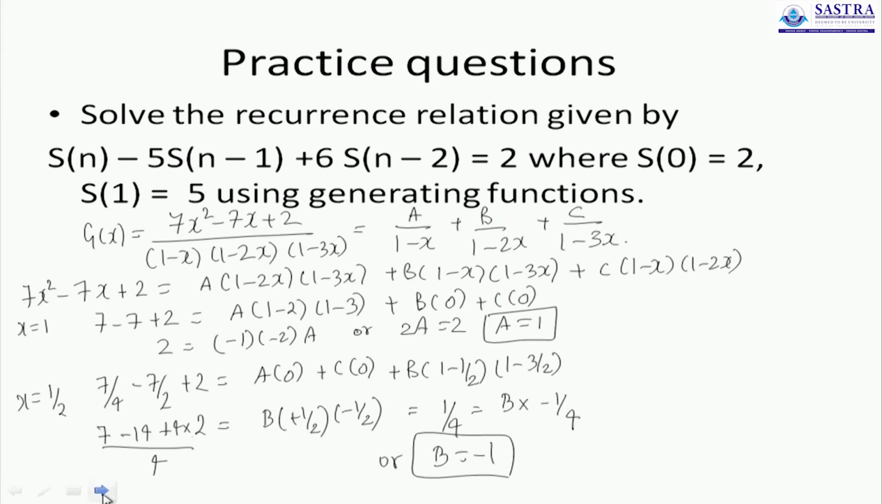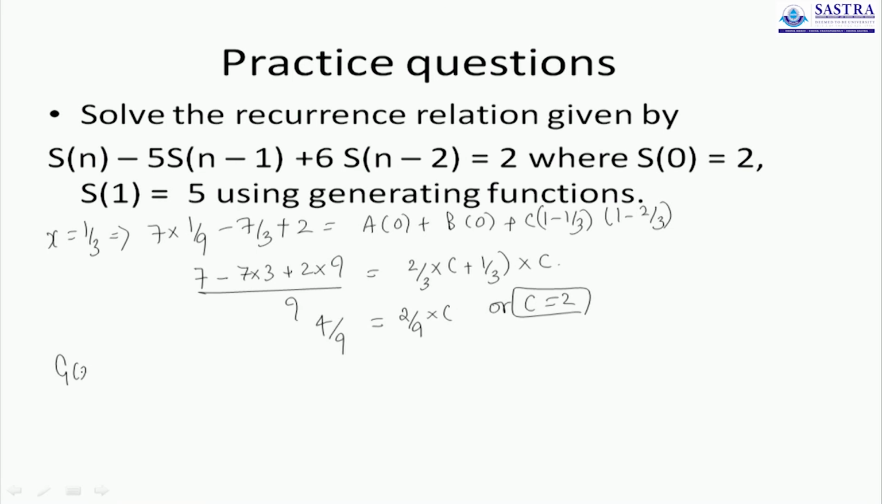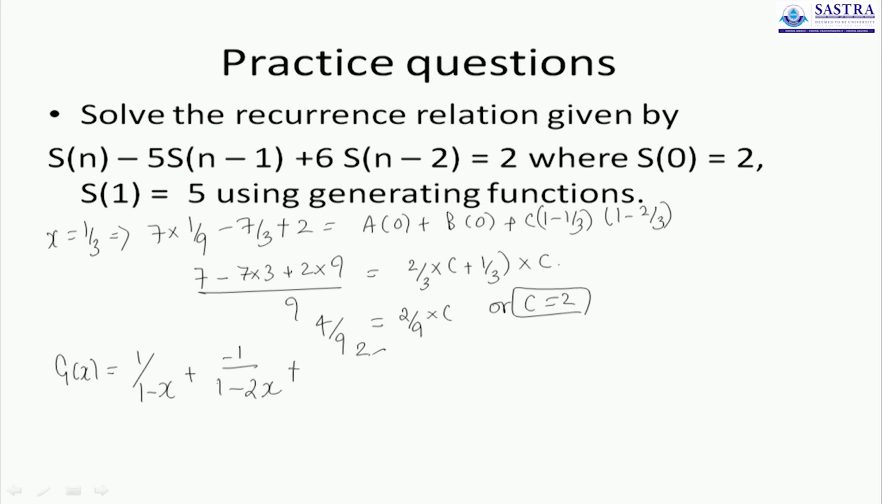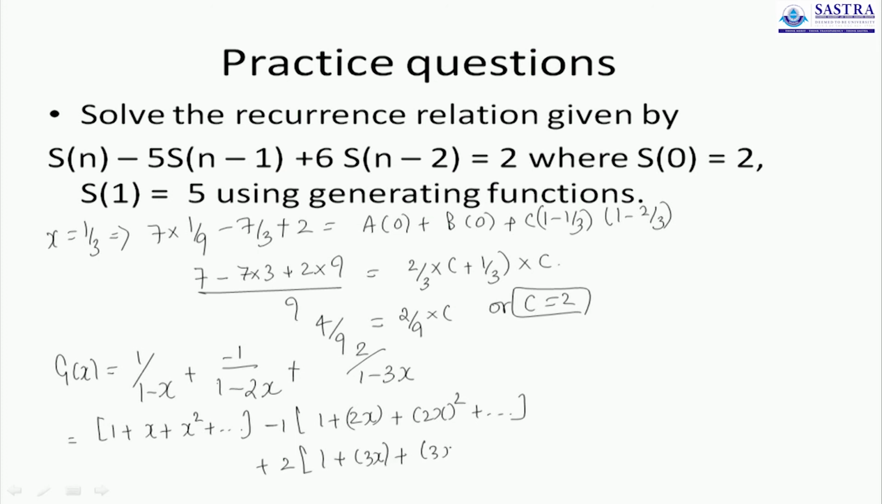So simplifying, we have A as 1. So g of x is given by 1 upon 1 minus x plus B is minus 1, minus 1 upon 1 minus 2x plus C is 2, which means we will have 2 upon 1 minus 3x. So writing them down as generating functions, we will have the first summation as 1 plus x plus x squared, etc. The second summation as 1 plus 2x plus square of 2x, etc. The last summation as 2 times 1 plus 3x plus square of 3x, etc.